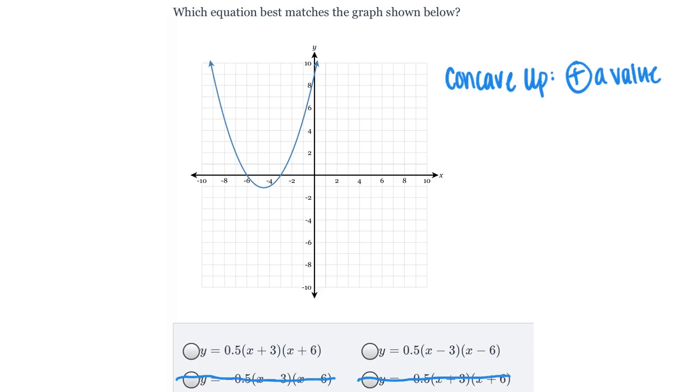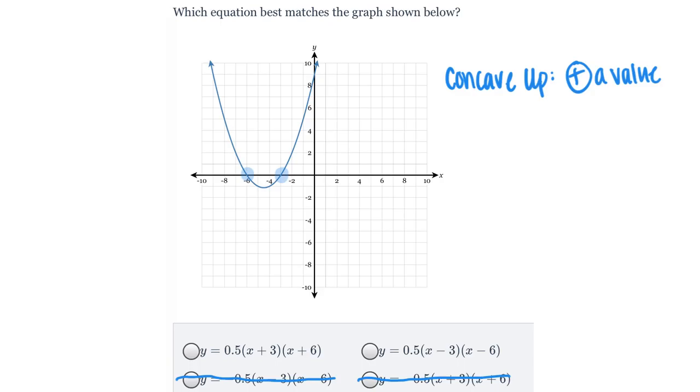The second thing I want to look at, because I'm in intercept form, is what the intercepts are. So we can see that the graph crosses at x equals negative 6 and x equals negative 3. Looking at the two equations left, we have 0.5 times x plus 3 times x plus 6, this one right here, or we have 0.5 times x minus 3 and x minus 6 as our two factors. So we need to decide which one of these will yield the two intercepts that we're looking for.